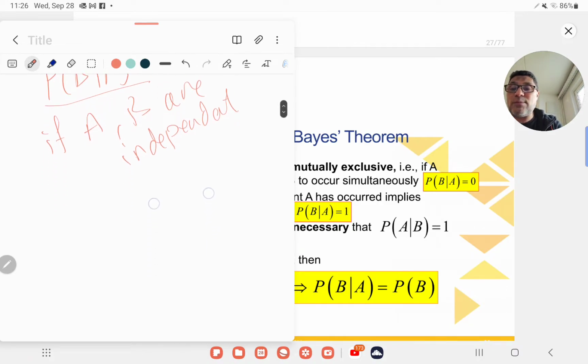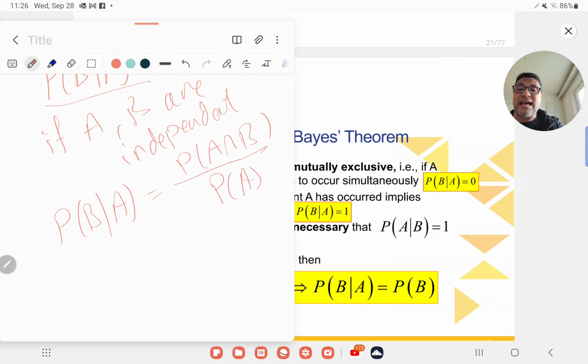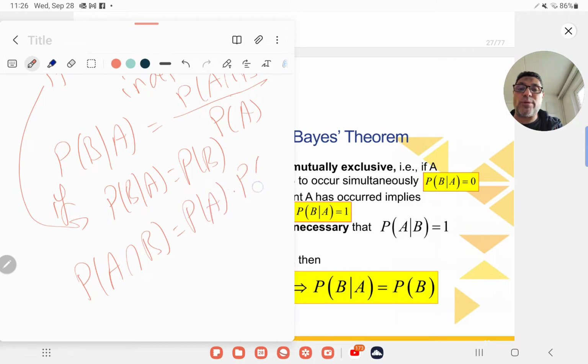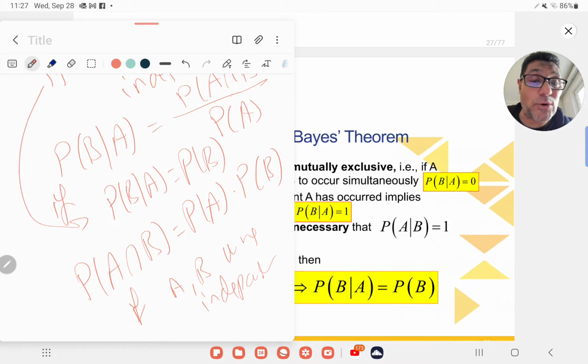Now, if we come back to the same equation that we saw before, the probability of B given A equals the probability of A and B divided by the probability of A. And now we said that if A and B are independent, the probability of B given A equals the probability of B, as I explained. It means that the probability of A and B equals the probability of A times the probability of B if A and B are independent. So remember this. This is very important.